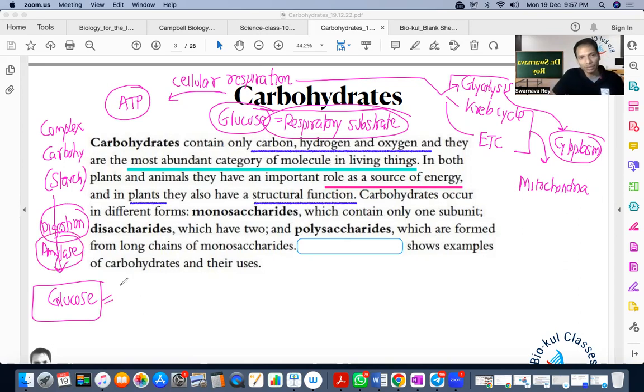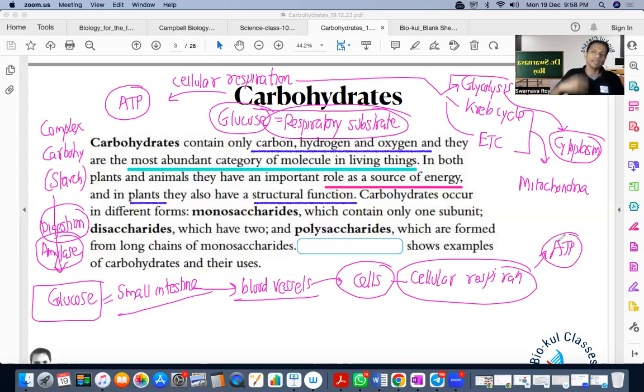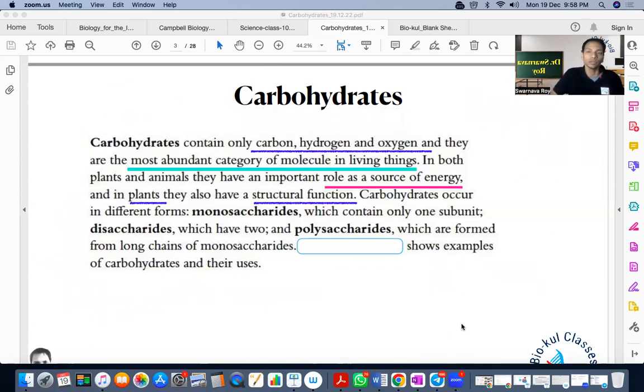Glucose is absorbed in the small intestine and goes to the blood. Then from the blood vessels, glucose goes to the cells. Inside the cells, cellular respiration takes place and ATP is formed. So as you can see, glucose is providing energy in plants and in animals. In plants, glucose also has a structural role.